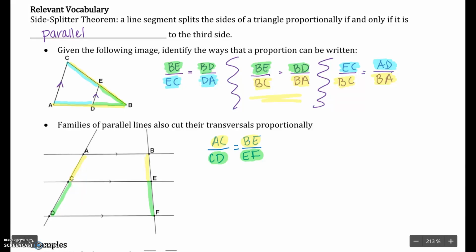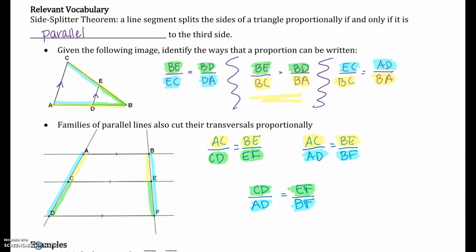I can also compare each smaller part with the whole, so I could take AC and compare it to AD, and BE and compare it to BF as well. And so it would be the smaller piece compared to the whole, the top smaller piece compared to the whole on both pieces, on both sides. I could also use the two bottom ones compared to the wholes as well and do a proportion with CD compared to AD, and that would equal a proportion comparing EF to BF. And so any of these would be valid proportions that you could write.